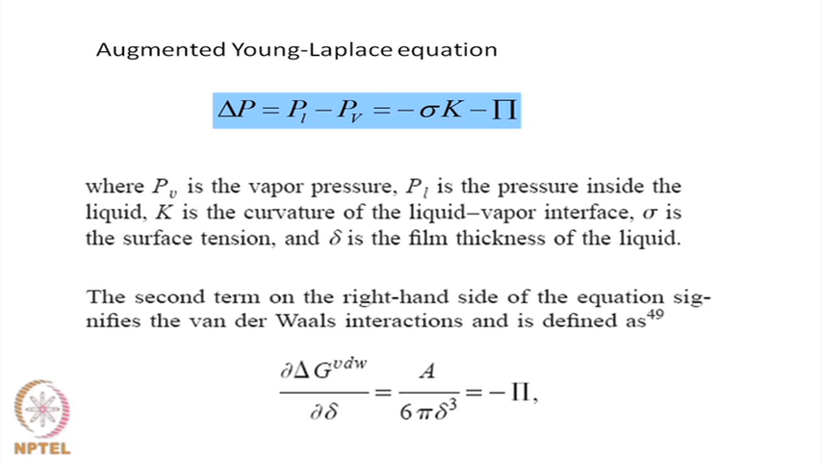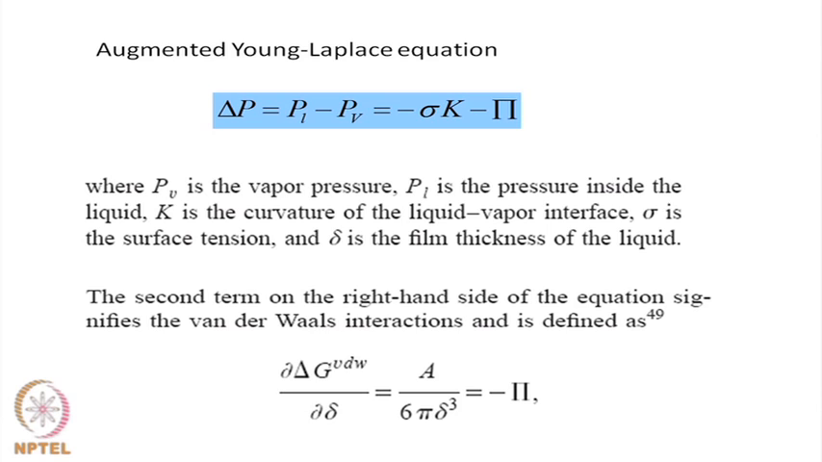So, we have the Young-Laplace equation. Here P_V is the vapor pressure, P_L is the pressure inside the liquid, K is the curvature of the liquid-vapor interface, sigma is the surface tension, and delta is the film thickness of the liquid. So, if we look thermodynamically, then the presence of the van der Waals interactions is going to change the free energy of the system, and the change in free energy of the system due to van der Waals forces is denoted by delta of delta G.